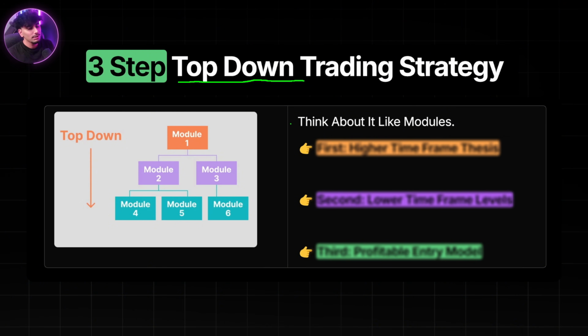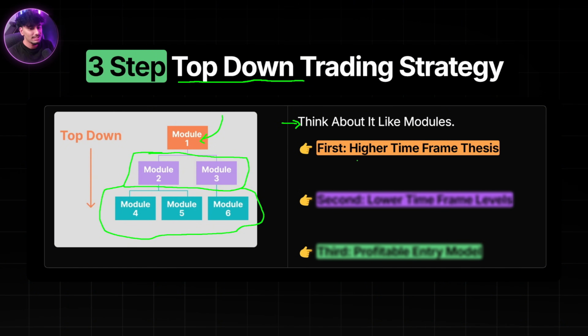So when we're looking at the top-down trading strategy, you want to think about it like modules. So here we have the first module, and then for this purple right here, I would consider this module. And finally, for these blue/green boxes, I would consider this module. So the way I look at it for myself for the top-down approach is there's 3 steps. The first step is to identify the higher time frame thesis. What is going on the stock on the higher time frame?